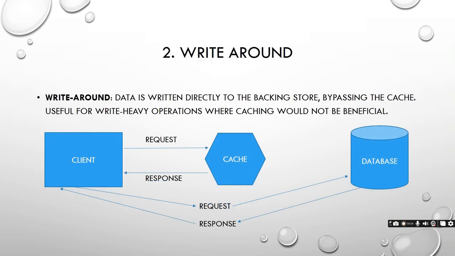The other one is write-around. Write-around is where data is written directly to the backing store, bypassing the cache, and is useful for write-heavy operations where caching will not be beneficial. So when a client makes a write request, if the data is not present in the cache, it will not be written to the cache. The request will be sent to the database and stored there, then the response is sent back to the client that it has been stored, and then the data will be saved in the cache, because how else would the data be written into the cache? So it is used for write-heavy operations where caching will not be that beneficial.